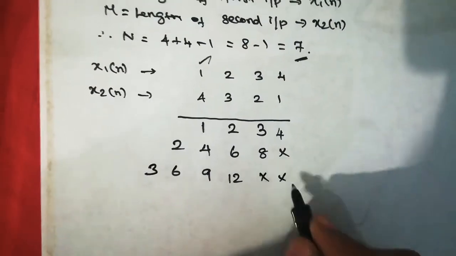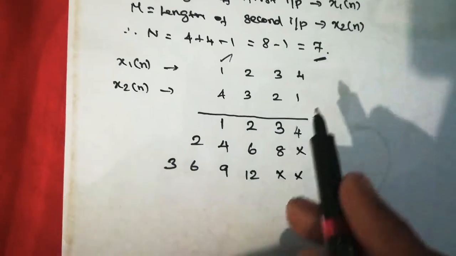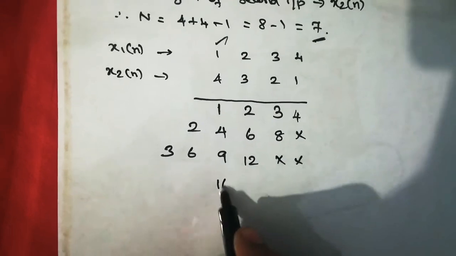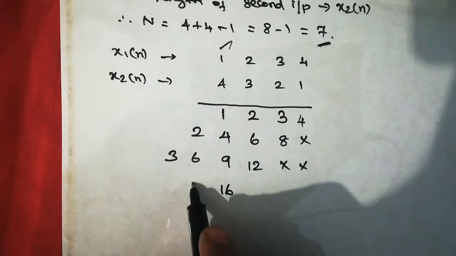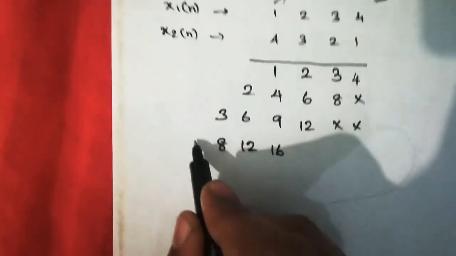Next take the fourth value. The fourth value is 4, and multiply it with all the values. So now it becomes 4 into 4, 16. 4 into 3, 12. 4 into 2, 8. And 4 into 1, 4.